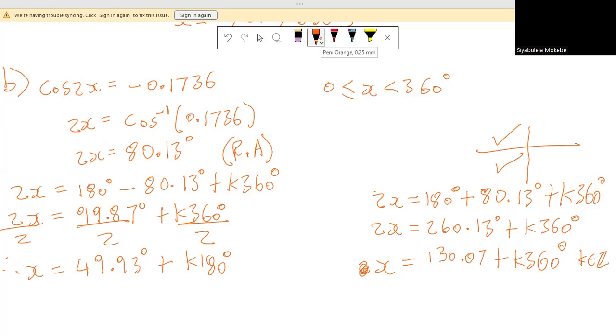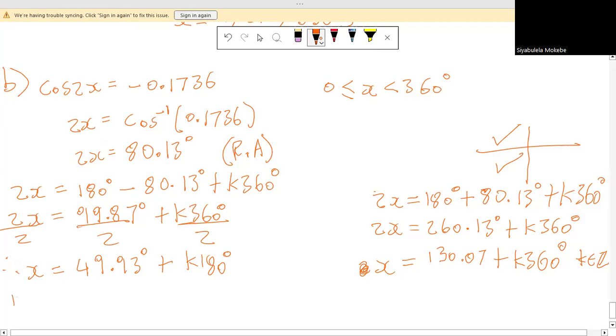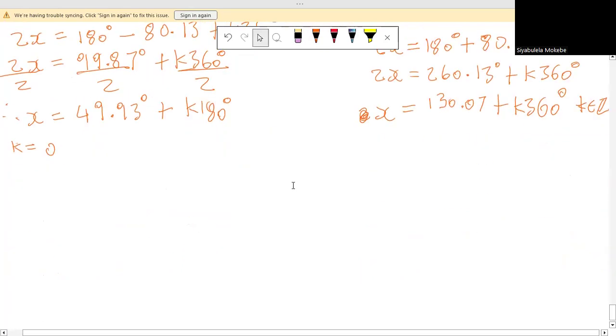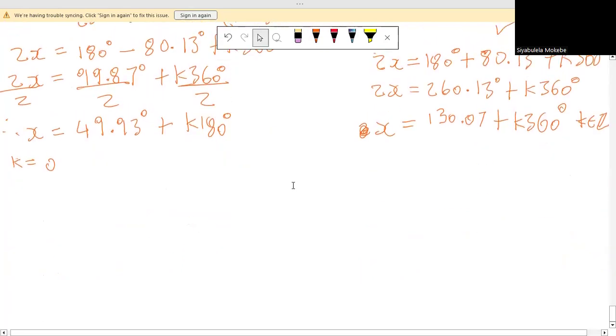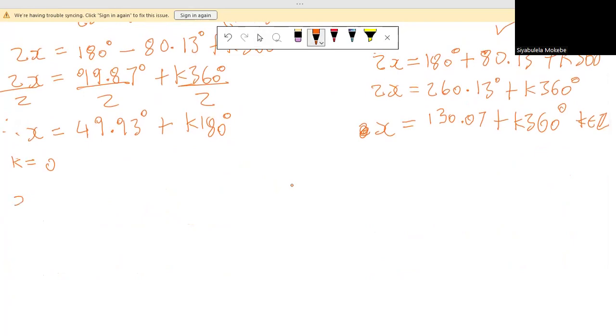So here, the first thing that I'll do is to check for K equals to, let's check zero. I'll start with K equals to 0. If I substitute K equals to 0, I'll have x is equal to 49.93 degrees here. And then there, it's x equals to 130.07 degrees.